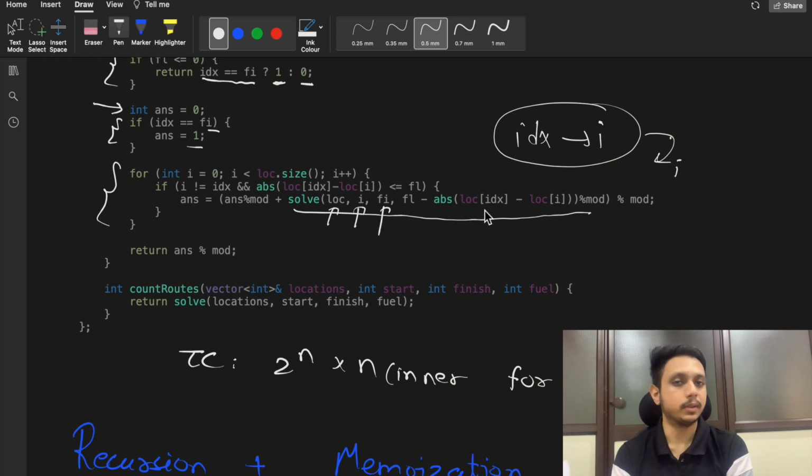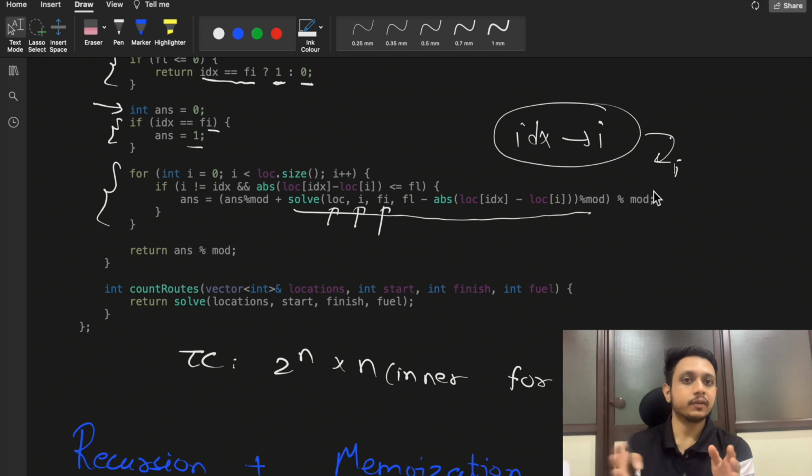So for that we are simply subtracting the fuel required to traverse from idx to i. Okay, got it, clear till here? So through this for loop, we would try to traverse and find all different possible routes.